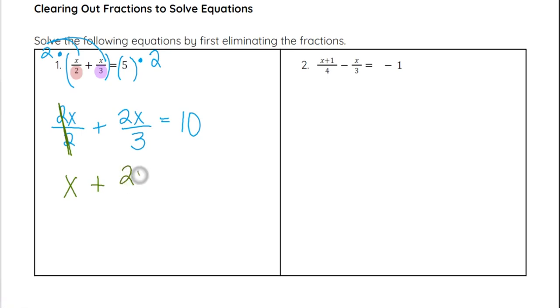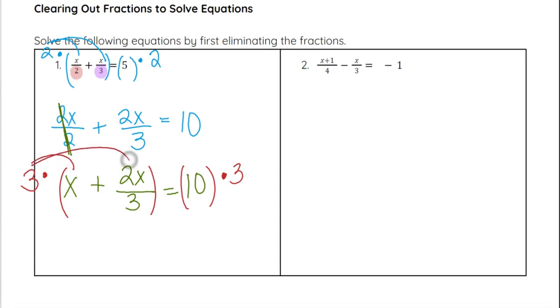Now, we do still have another fraction. We have 2x over 3, and then equals 10. So now we want to eliminate that fraction. To eliminate that fraction, we are going to multiply both sides of the equation by that denominator that's still remaining there. So times 3 on both sides this time. When I do that, I distribute to this first term of x and then to the second term of 2x over 3, and then 10 times 3 on the right side. So we'll have 3x plus 3 times 2x is going to be 6x, and then over 3 equals 10 times 3. 10 times 3 is 30.